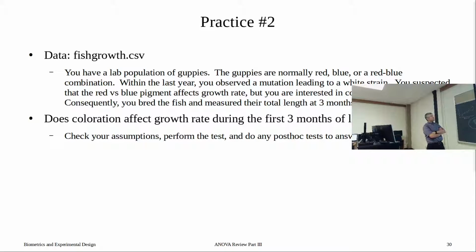So what you did was you measured total growth after 3 months, to see, does growth at 3 months differ for the different colors? Go ahead and check your assumptions, perform the appropriate type of ANOVA, maybe permutational ANOVA, and then also do your post hoc test. All right? So check it out.